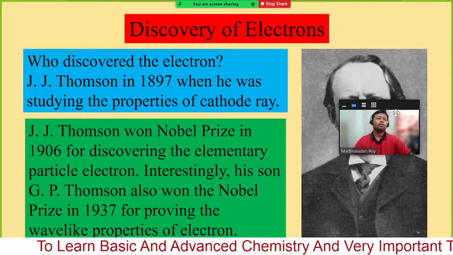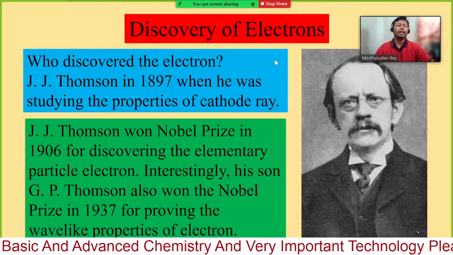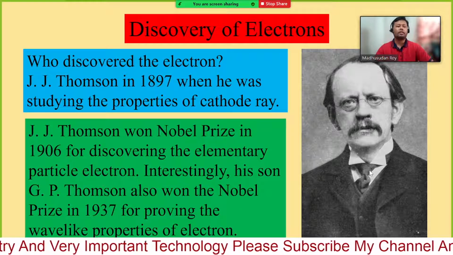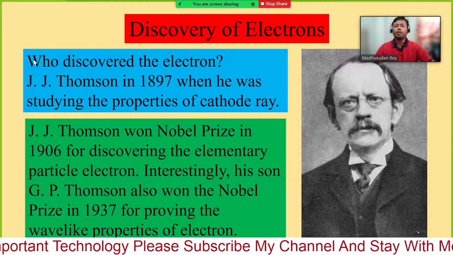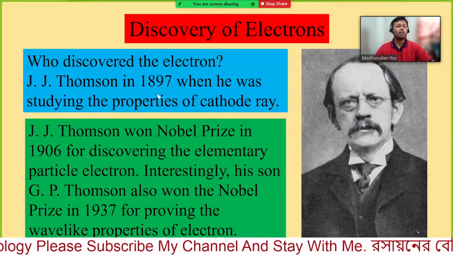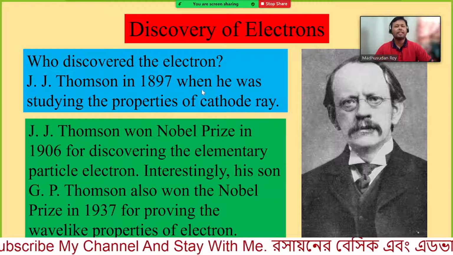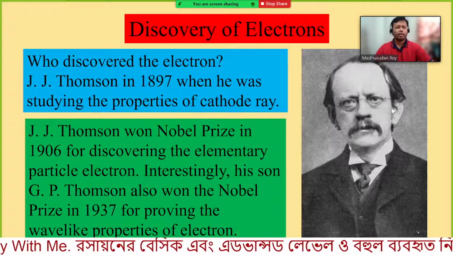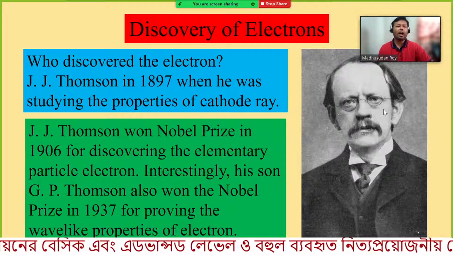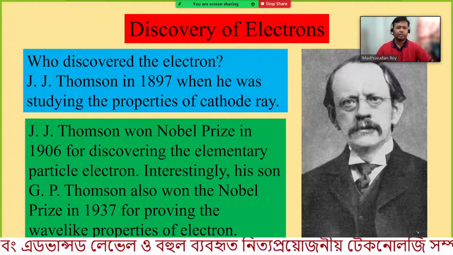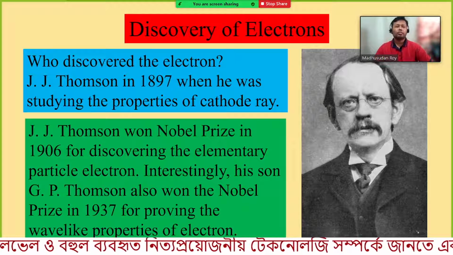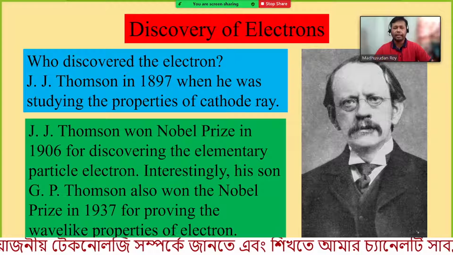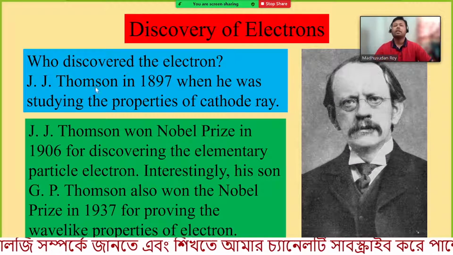Okay, now we will go into how the electrons were discovered. First of all, this is the guy who discovered the electron. Who discovered the electron? J.J. Thomson in 1897, when he was studying the properties of a cathode ray. Today we will see how the cathode ray is generated, that means the experiment by which he discovered the electrons.